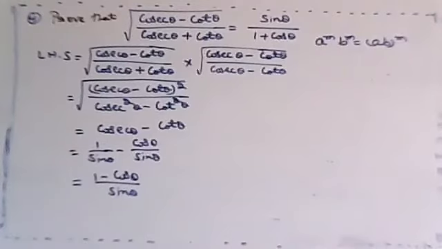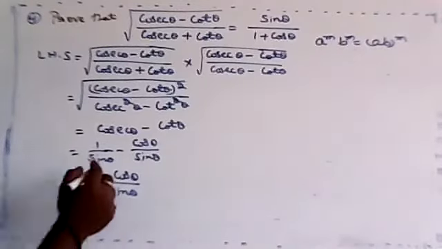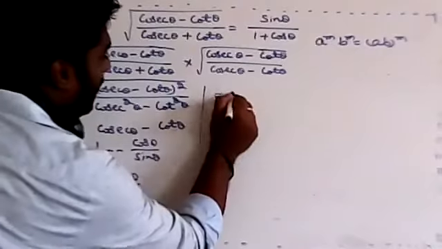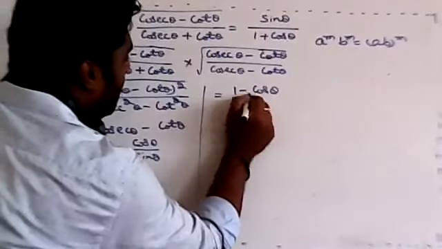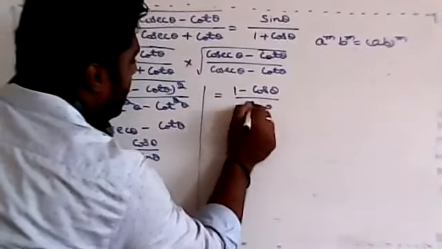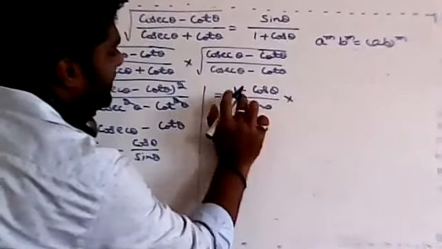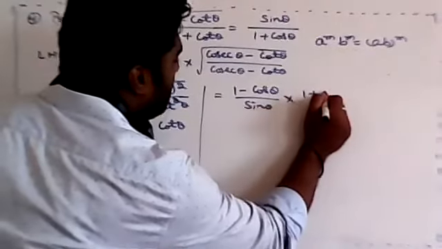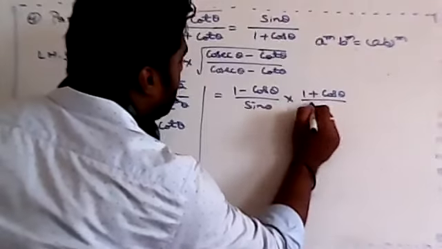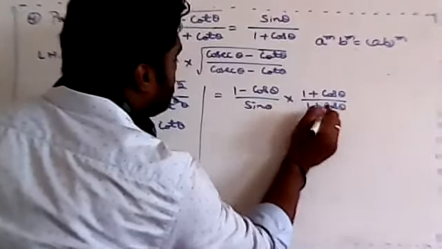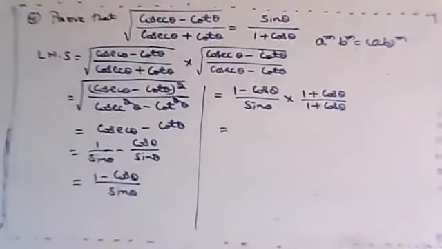Yes, good, Anirudh. Once again, we have to rationalize. 1 minus cos theta divided by sine theta is there. Now you can check here, the sign minus is there, no? So multiply, rationalizing by 1 plus cos theta divided by 1 plus cos theta. Correct or not?